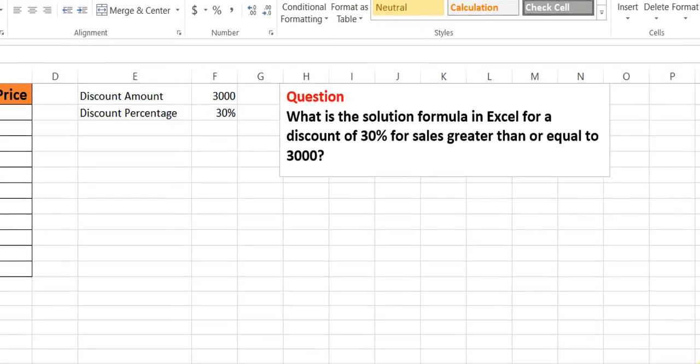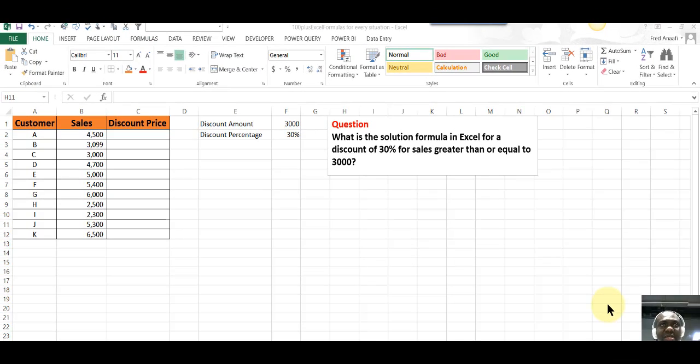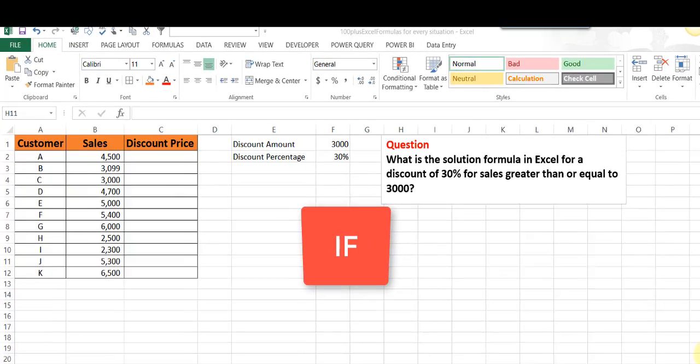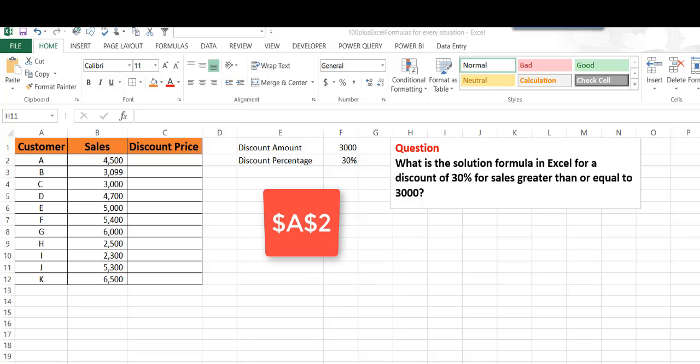Today we have a question in front of us, and the question is, what is the solution formula in Excel for a discount of 30% for sales greater than or equal to 3,000? And here, the Excel functions we are going to use will be the IF function, and we will also apply absolute referencing. Shall we move straight to the solution?